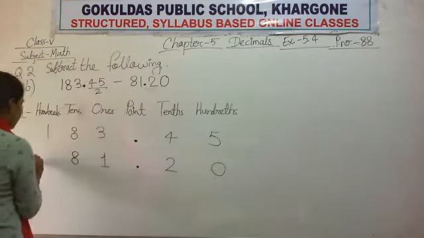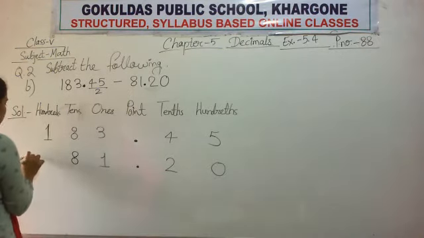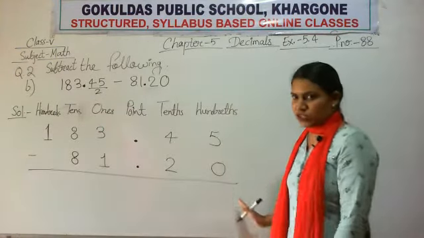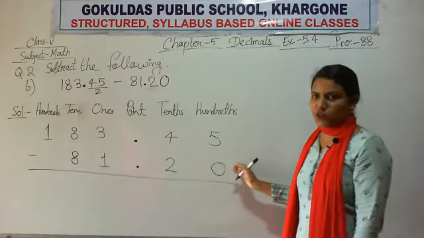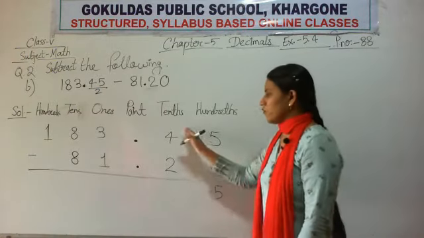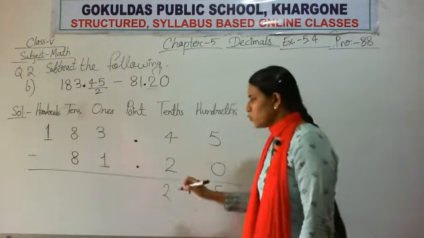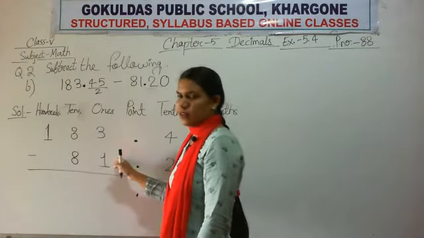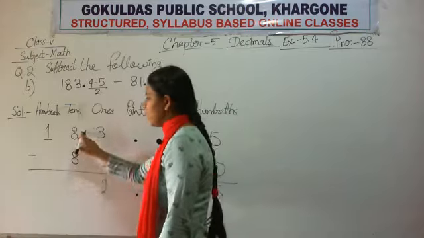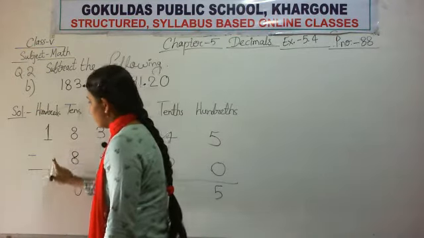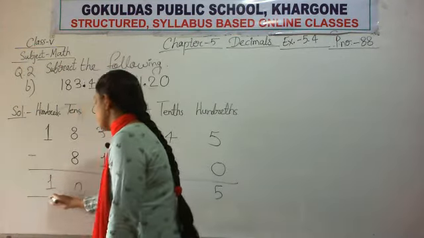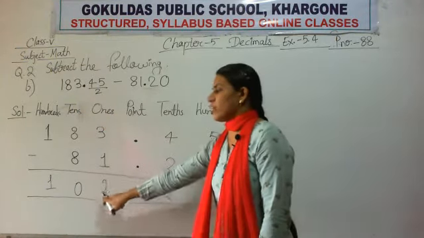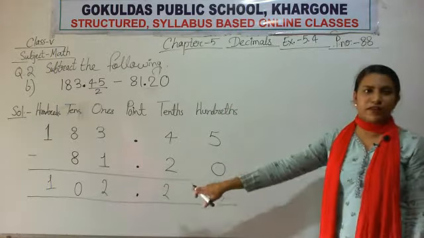81.20. As we are doing subtraction, put a minus symbol and now subtract from the rightmost column. 5 minus 0 is 5. 4 minus 2 is 2. Put decimal symbol. 3 minus 1 gives 2. 8 minus 8 gives 0 and 1 minus nothing means 1 will be copied down as it is. So our difference is 102.25.